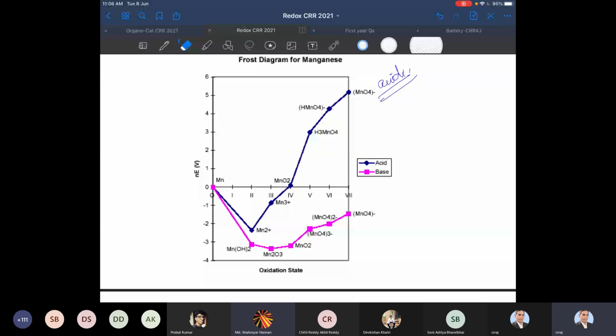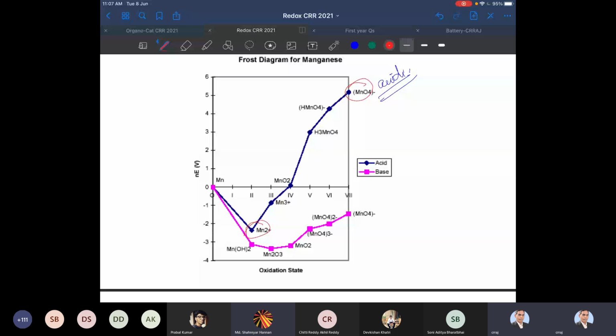MnO4 minus is a powerful oxidizing agent. Okay, number one. Then Mn2 plus is the strongest reducing agent. Okay. HMnO4 minus and Mn go on to react.